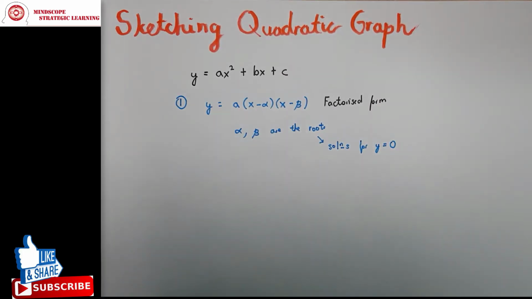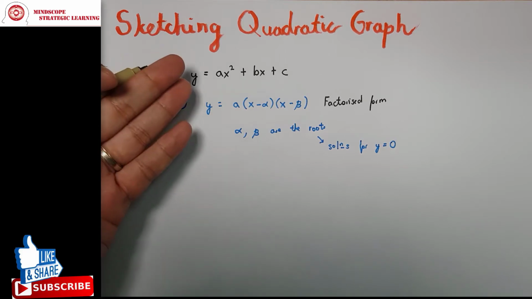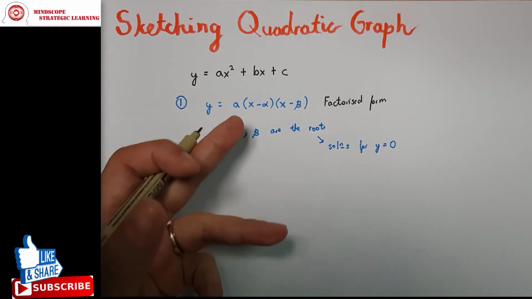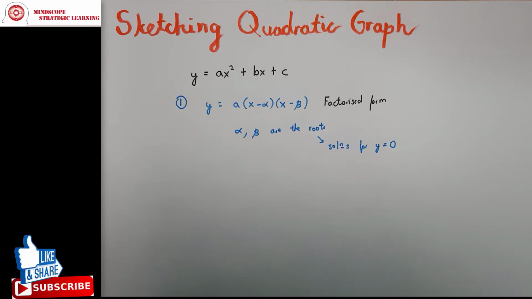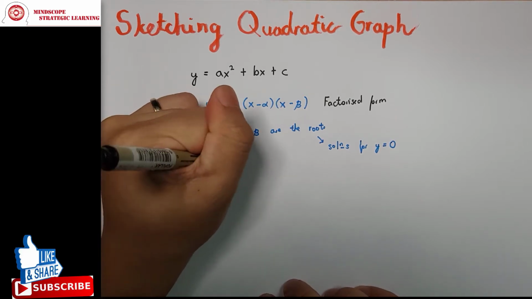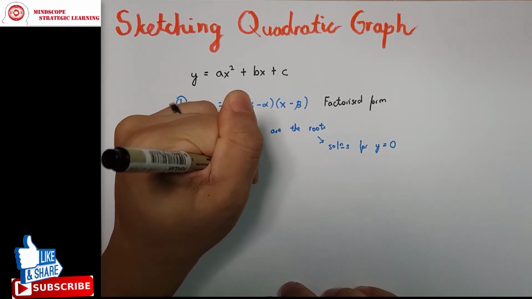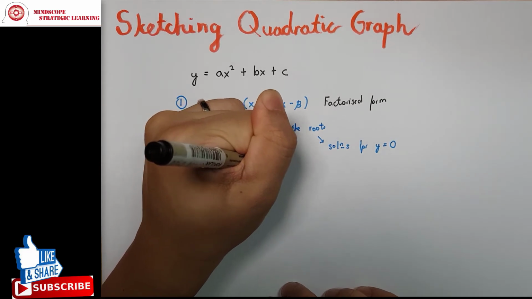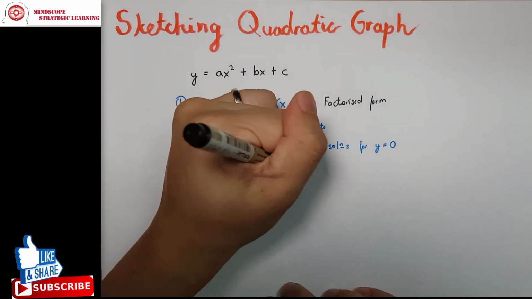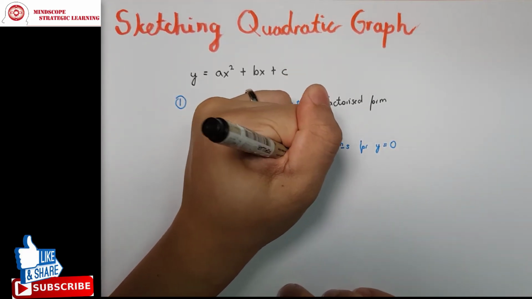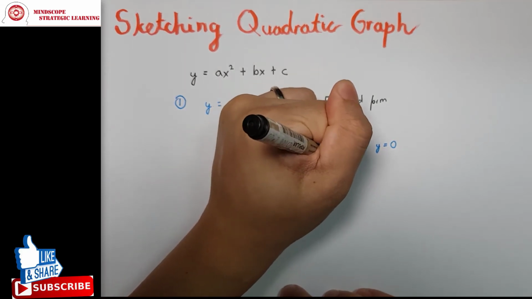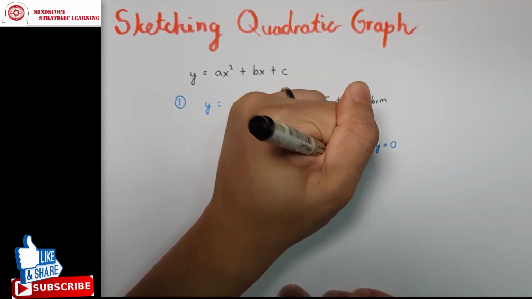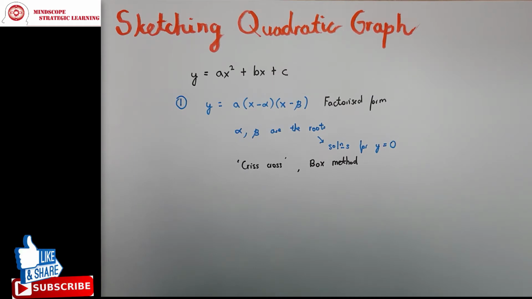How are we able to then factorize the quadratic curve into this form? We can do so by using the crisscross method or the box method. You can even do it intuitively. Alright, I will share that in another video.